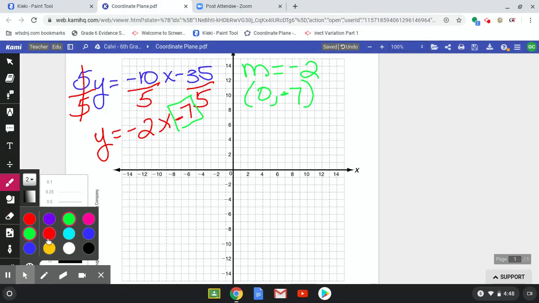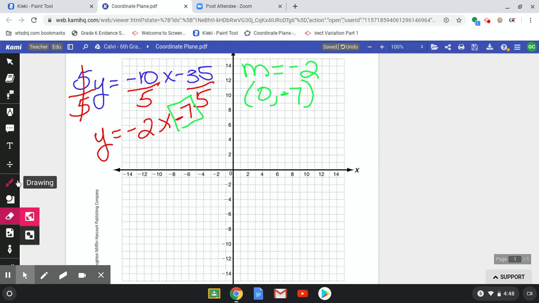All right, so I'm going to be starting with plotting my y-intercept, 0, negative 7, going to my origin, 0, 0. So my x tells me to go left or right. Well, I'm not going left, I'm not going right, I'm staying at 0. Now my negative 7 tells me to go down to negative 7, plot a point. So I plotted a point. Oh, let's change the color just so it's easier to see. So again, stay at 0, go down to negative 7, plot a point.